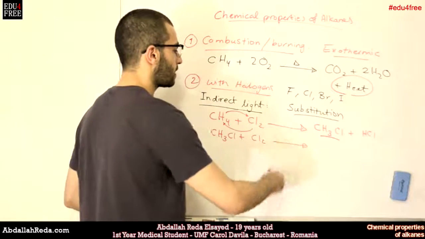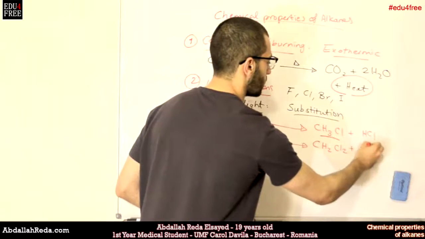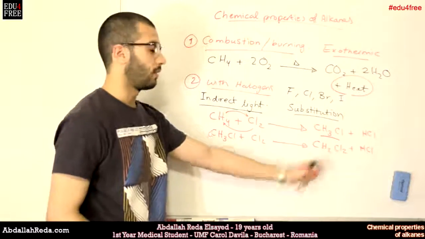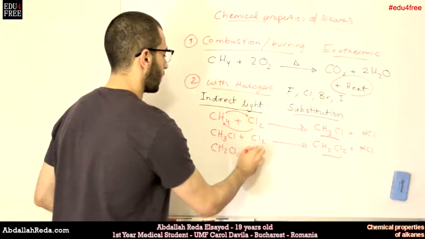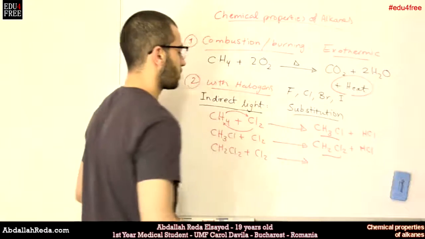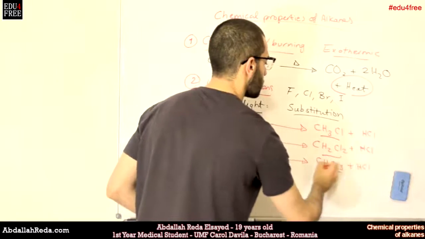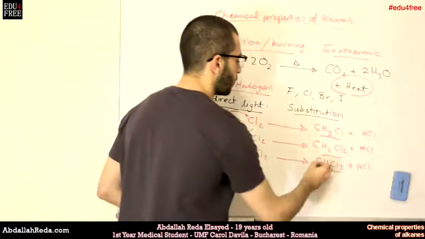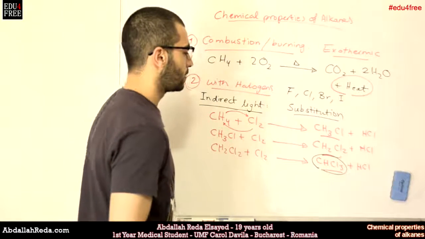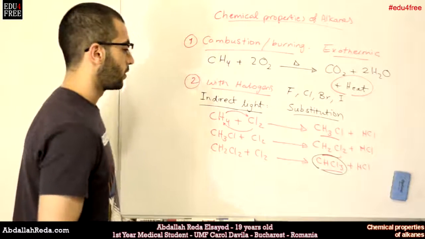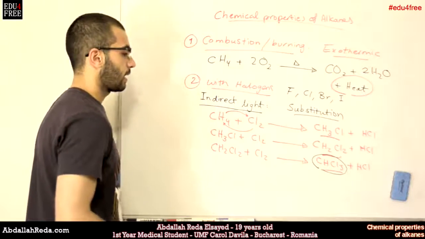We'll find that the same thing will happen again, and we'll have CH2Cl2 plus HCl. Dichloromethane. Again, we still have two hydrogens, so CH2Cl2 reacts with Cl2 in the presence of indirect light, and we will have CHCl3 plus HCl. This is trichloromethane, or chloroform, which was used as an anesthetic before, but it caused lots of mortalities because it was very hard to detect the suitable dose for the patients, and it was dangerous, so they banned chloroform from being used as an anesthetic.